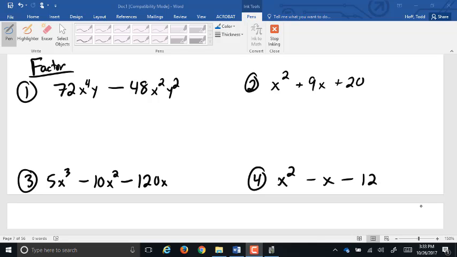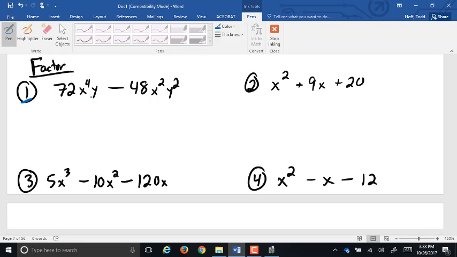So we were asked to factor these problems. And when we're asked to factor, the first step, of course, is always to look for the greatest common factor. So for number 1 here, we're looking for a greatest common factor between those two terms: 72 x to the 4th y and 48 x squared y squared.